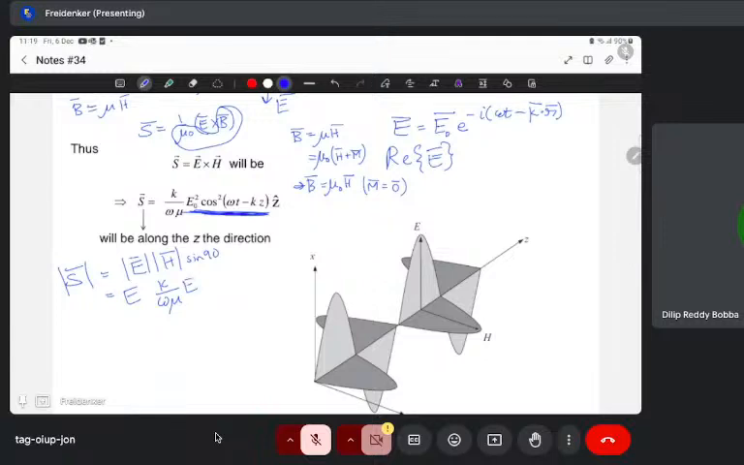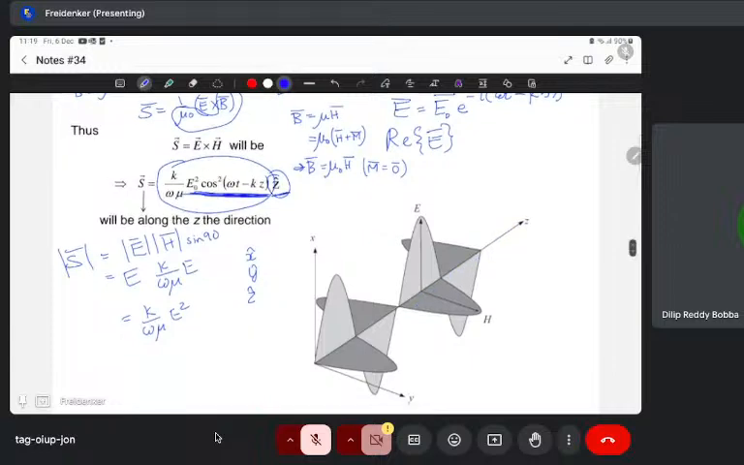So magnitude will be something like k by omega mu E square. Direction will be along the direction of propagation, because E bar was along x cap, H bar was along y cap, and x cap cross y cap will give you z cap. So you got z cap, and z cap was the direction of propagation. So x cap, this is E, y cap, this is B, oscillating.